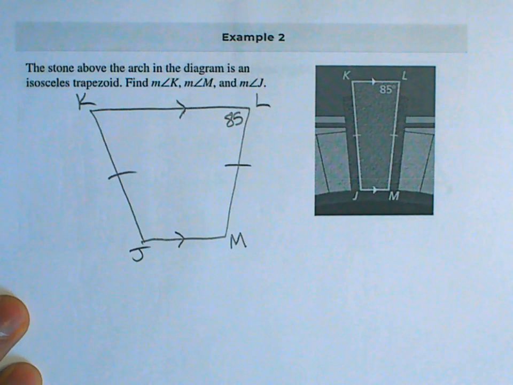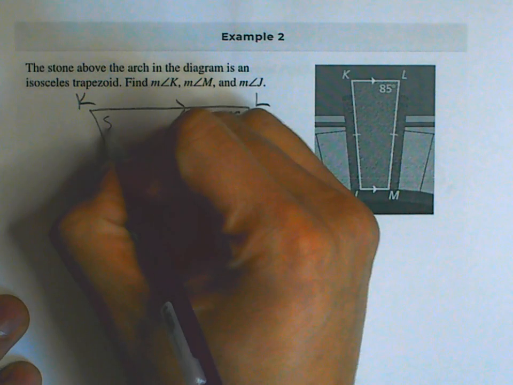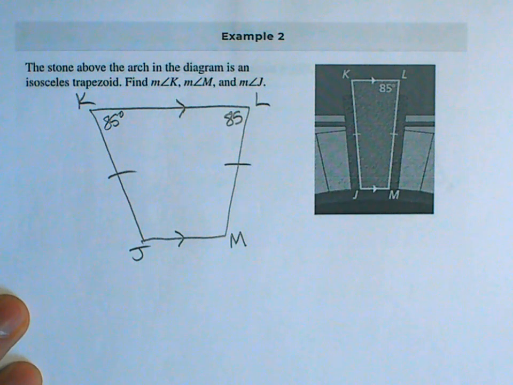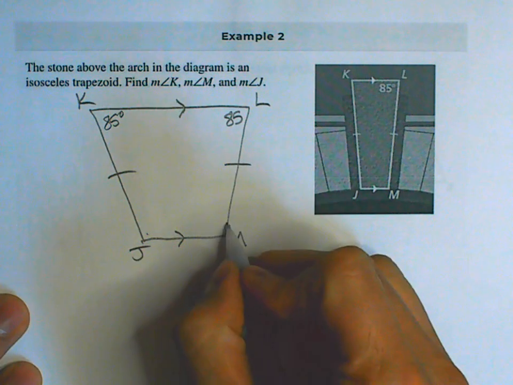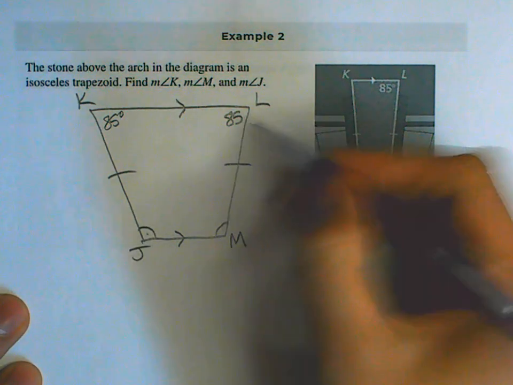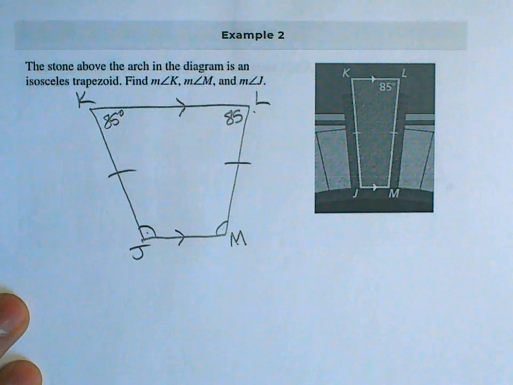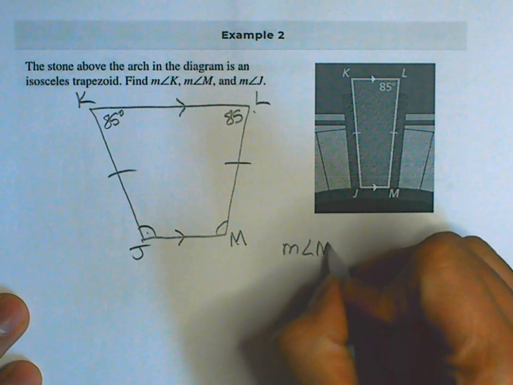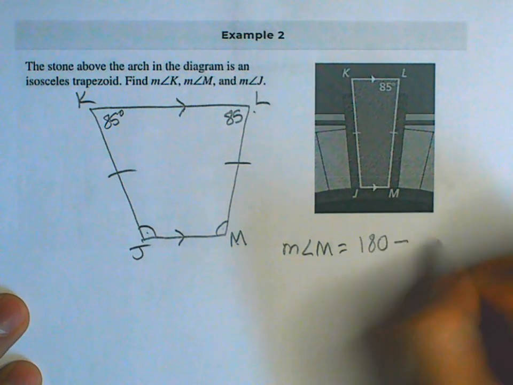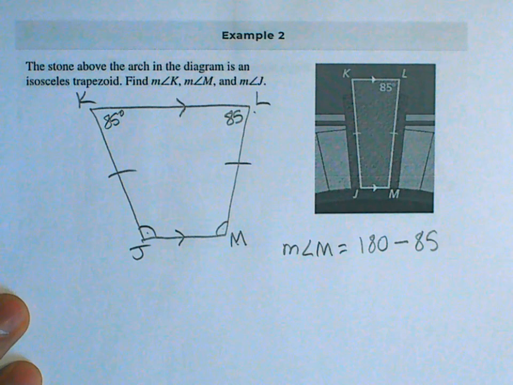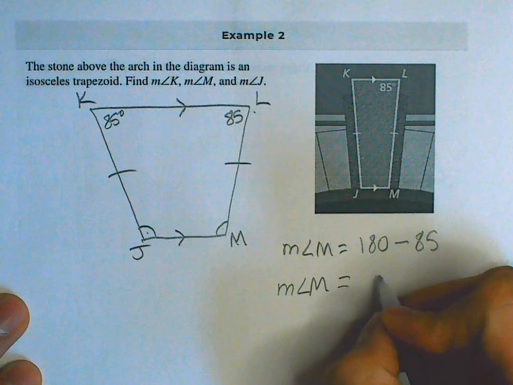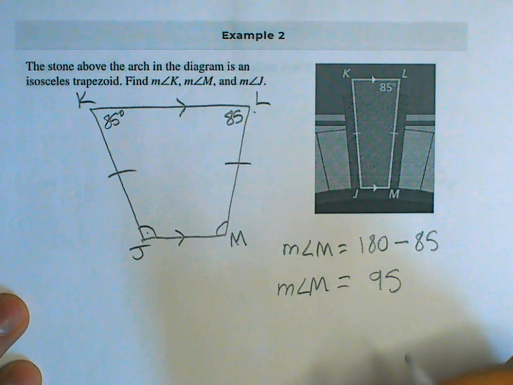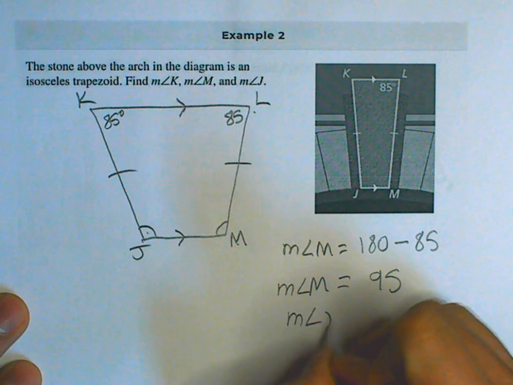So remember, the base angles are congruent. So that means that this is also 85 degrees. To figure out what J and M is, keep in mind that they're both congruent, and L and M are also consecutive interior and supplementary. So to find the measure of angle M, you have to do 180 minus 85. That's going to be 95. So the measure of angle M is going to be 95, and it's also going to be the one for J.